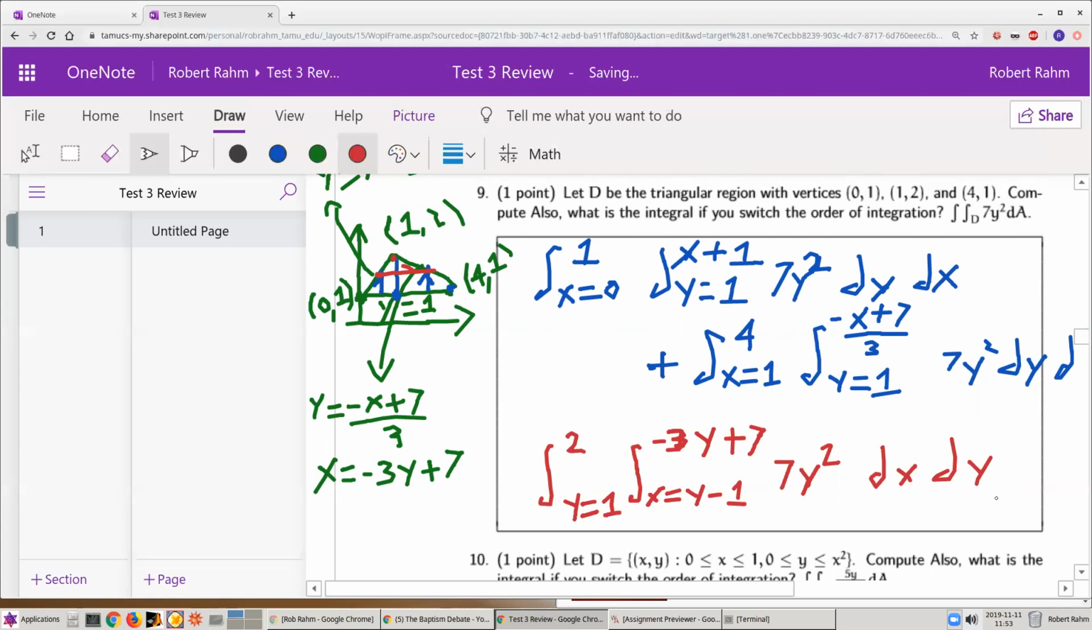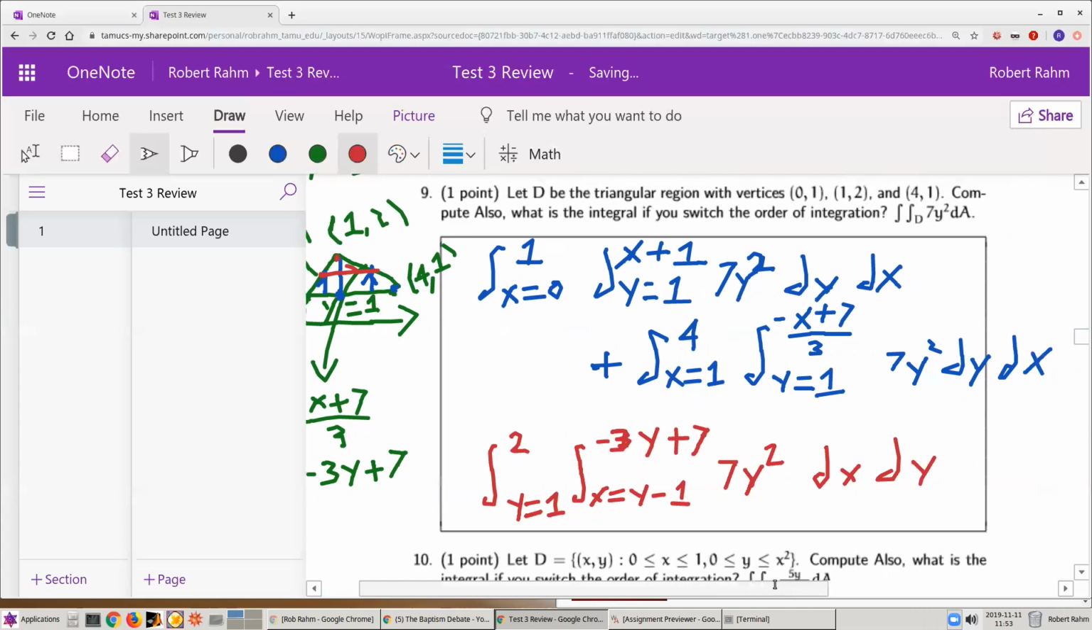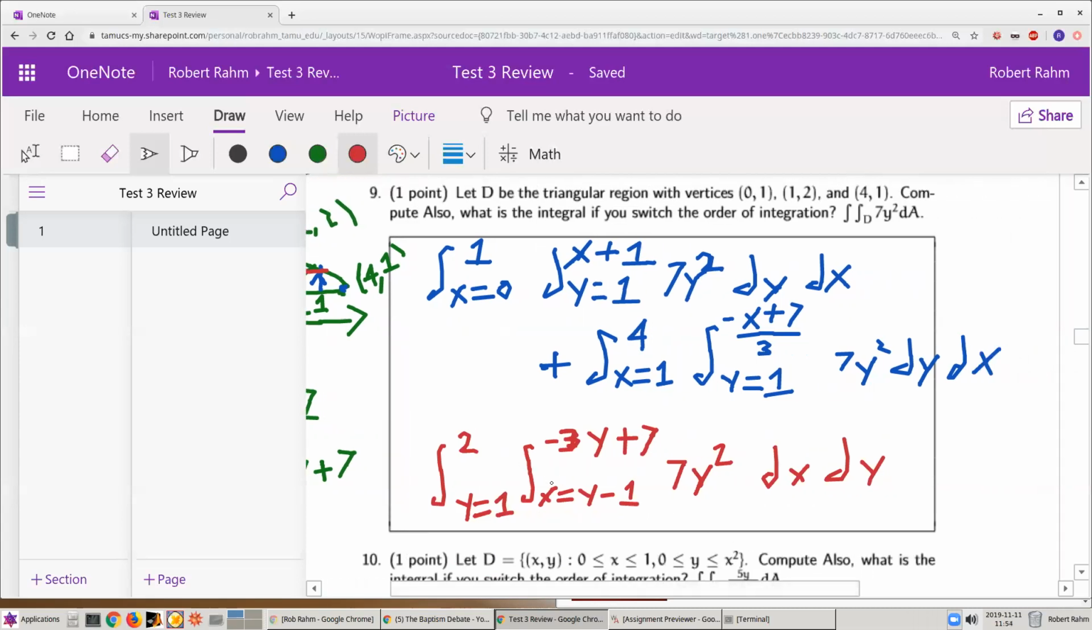Okay, and so that is the same integral but in red. I mean, but with the x integral on the inside. So the right integral is clearly an easier integral to do than the blue integral.